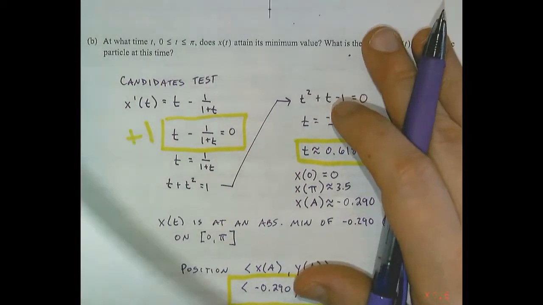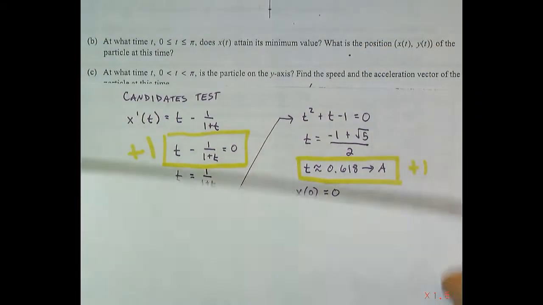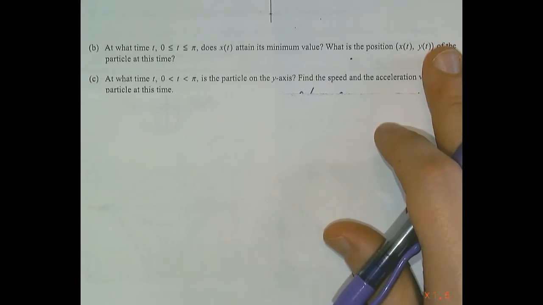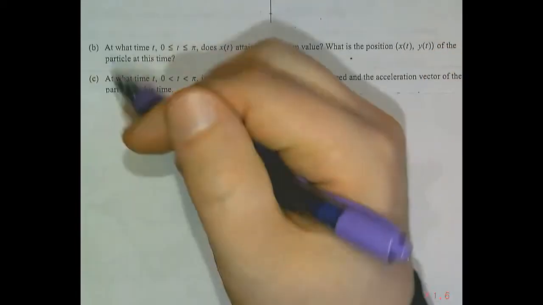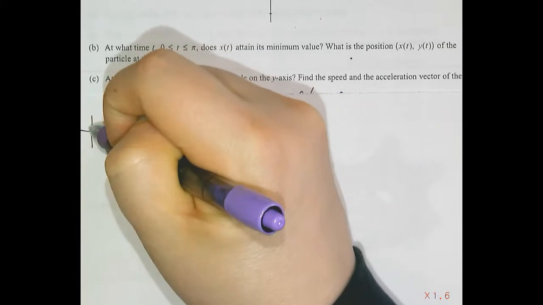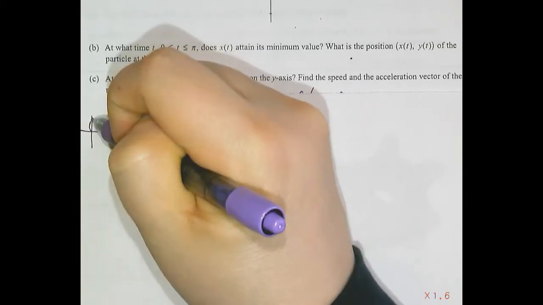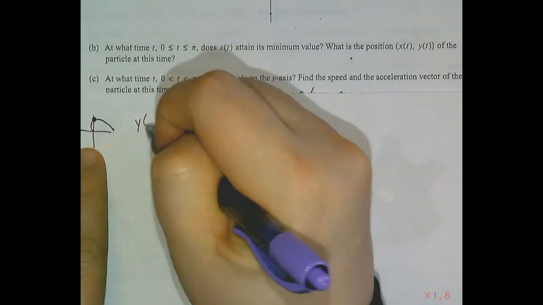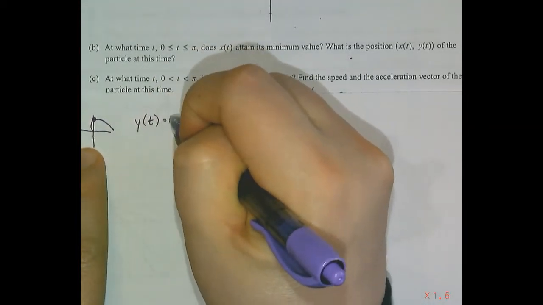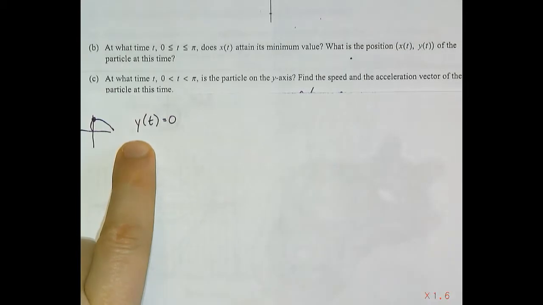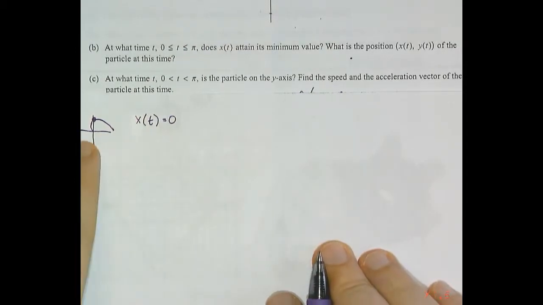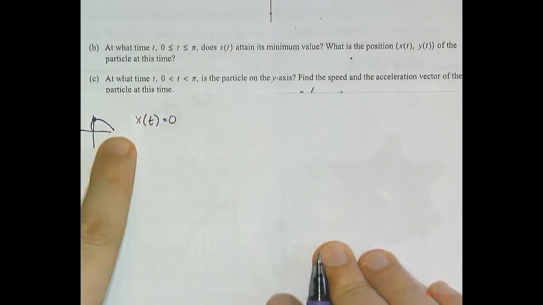All right, we're going to move on to part C. And part C says, at what time is the particle on the y-axis? So if we're talking about when this particle is on the y-axis, at that location, x of t is equal to 0. So when the x coordinate is 0, then the curve will be hitting the y-axis.